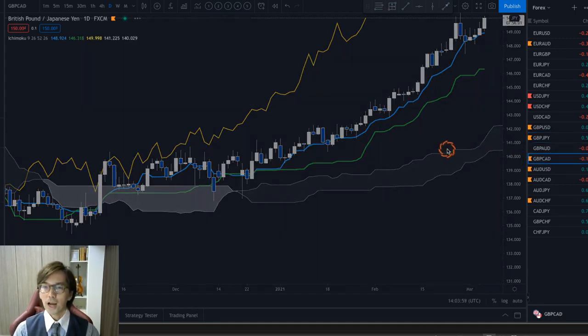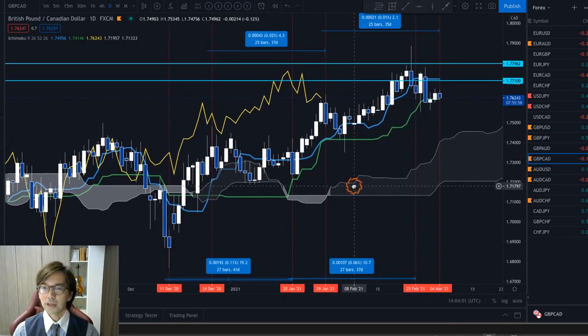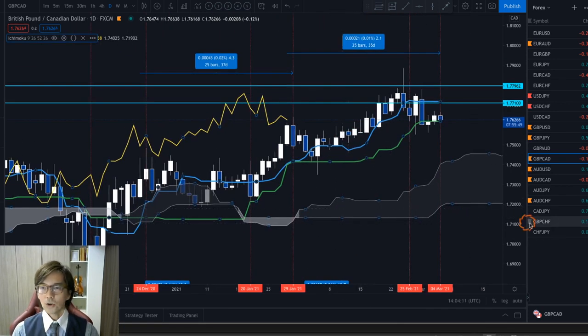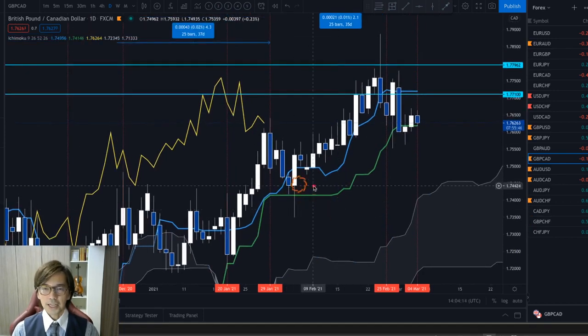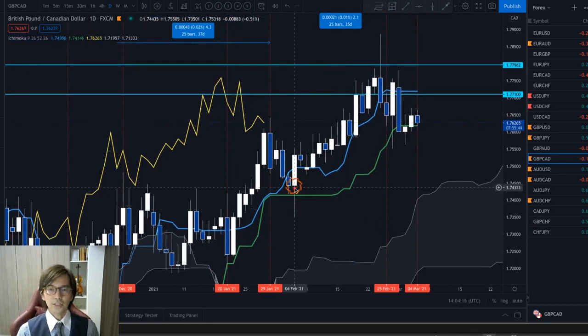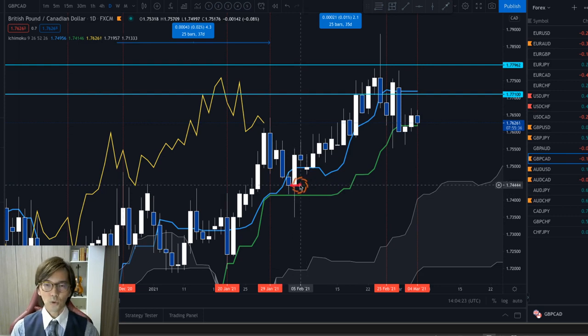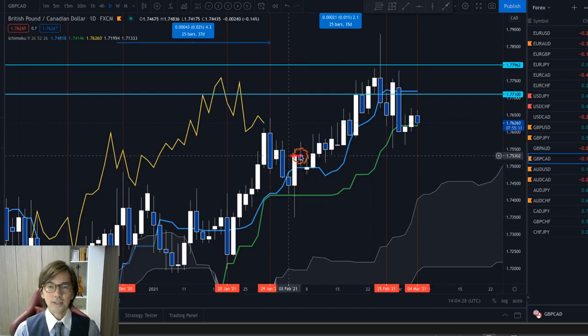So another one, pound CAD, there was a gold cross of Tenkan Sen Kijun Sen. After that, the market kept going up this way. And in this case, there was support of the Kijun Sen over here, and the close price ended above the Kijun Sen, and as a result, there was a long wick pointing downwards. The close price was here. The close price ended above the Kijun Sen, above the Tenkan Sen, and the market went upwards afterwards.